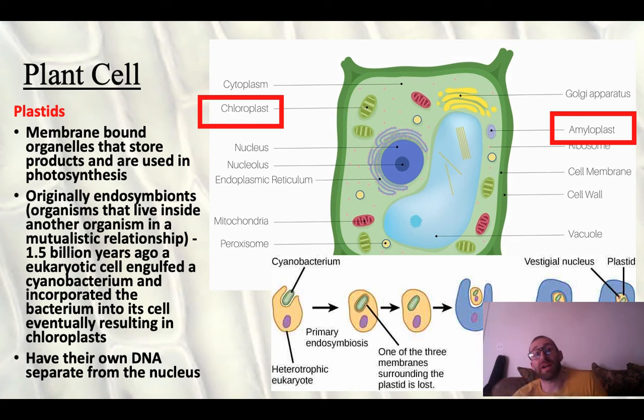We're going to talk about plastids. Probably the most important one that we're going to talk about is the chloroplast. Plastids are membrane-bound organelles that store products, or if we're talking about chloroplasts, are used in photosynthesis.